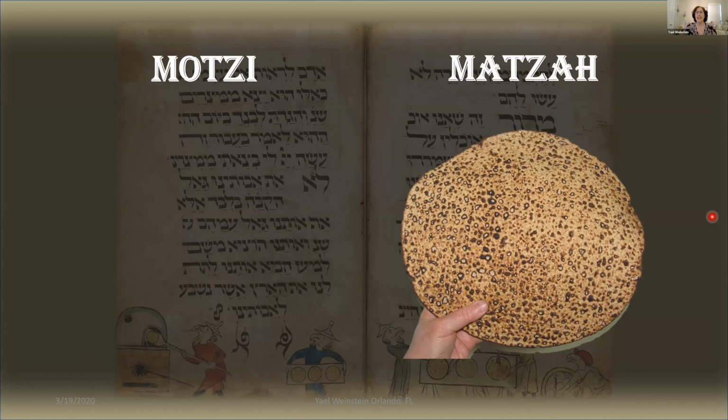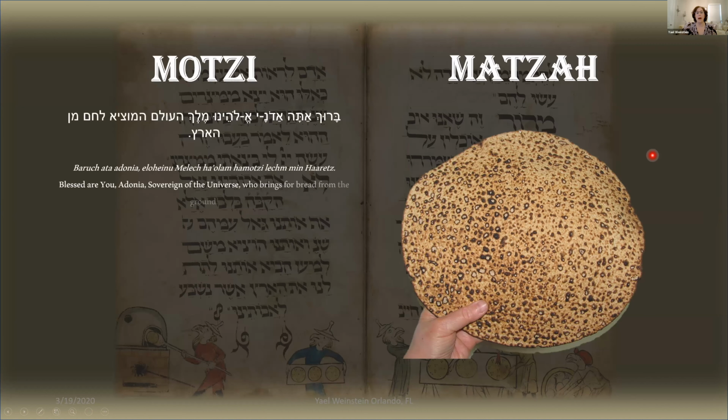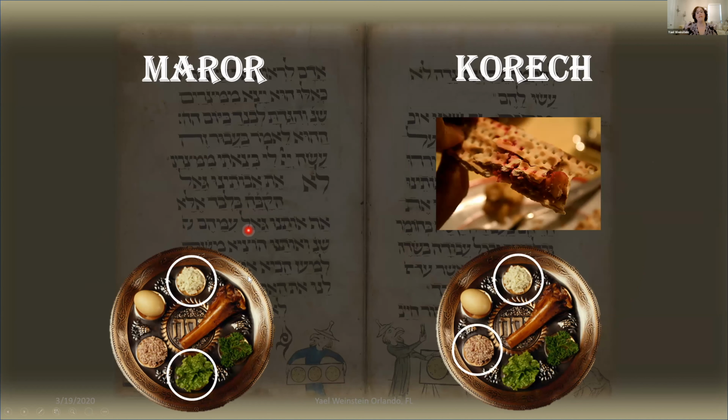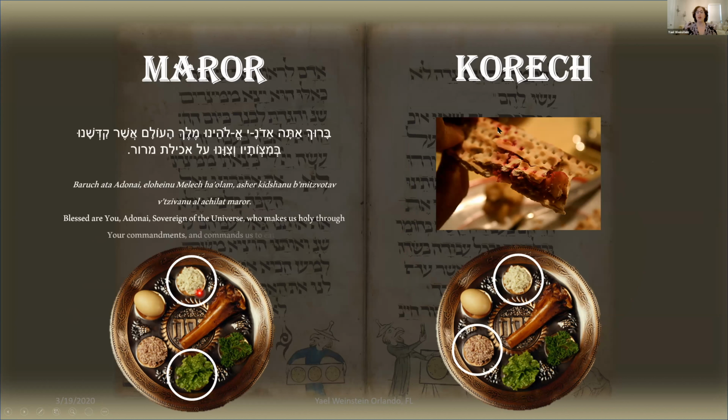We're on Motzi. I've provided a matzah picture here just in case you couldn't find matzah, and the blessings pop up for you to say. And for Maror, you'll see that we have our virtual Seder plate with the Maror circled. You can go ahead and say that blessing. And now we're on Korech, and you'll see you'll need matzah, the chazeret, and the charoset. So everything is circled there too.